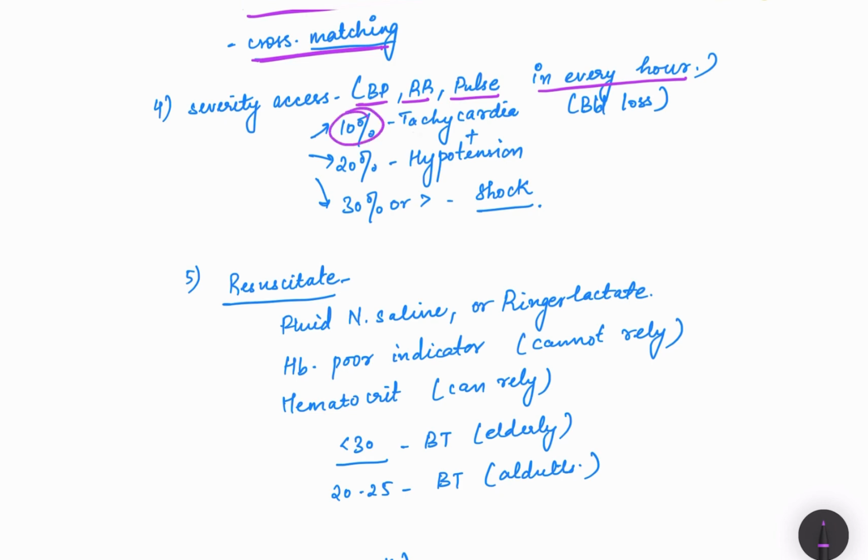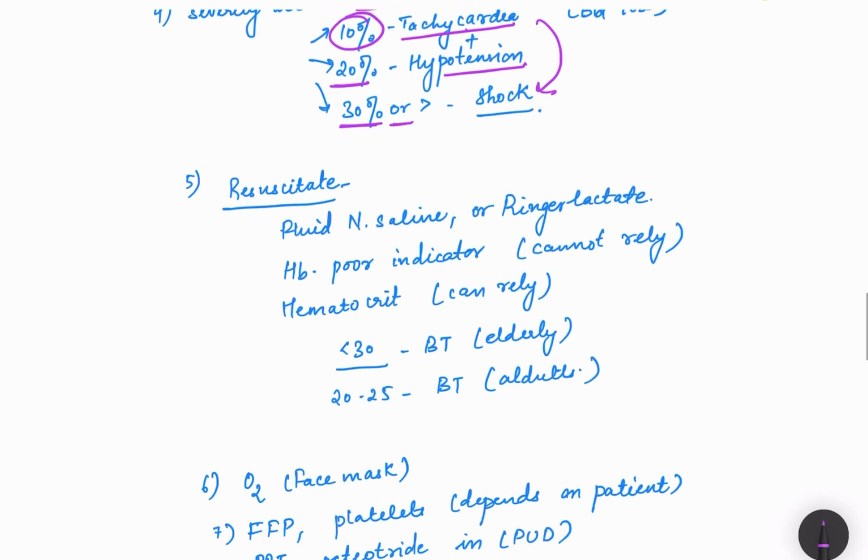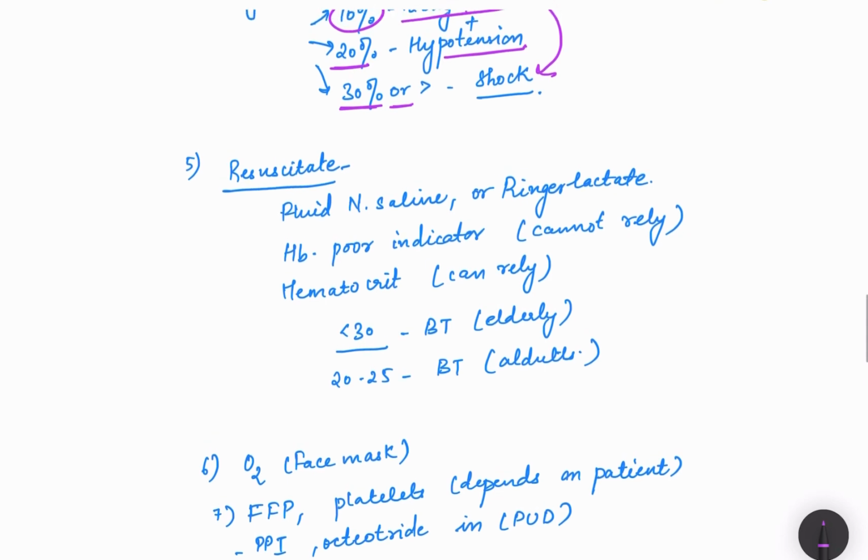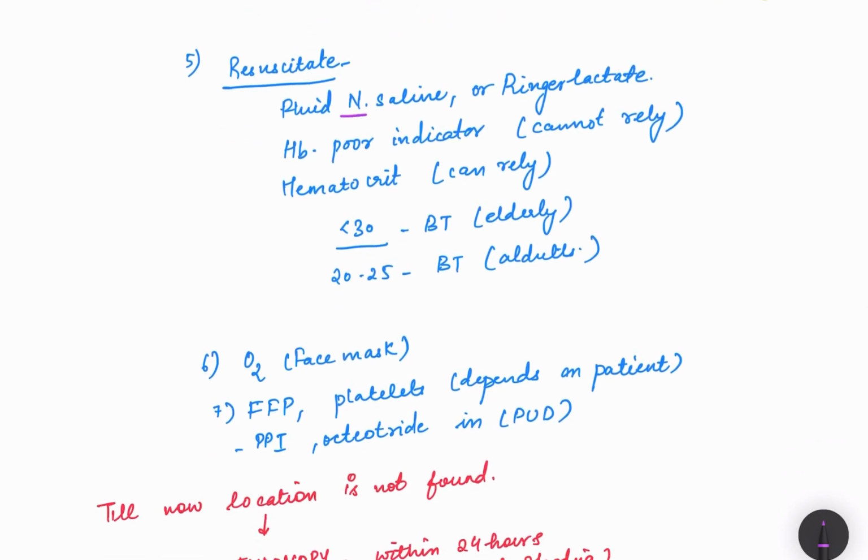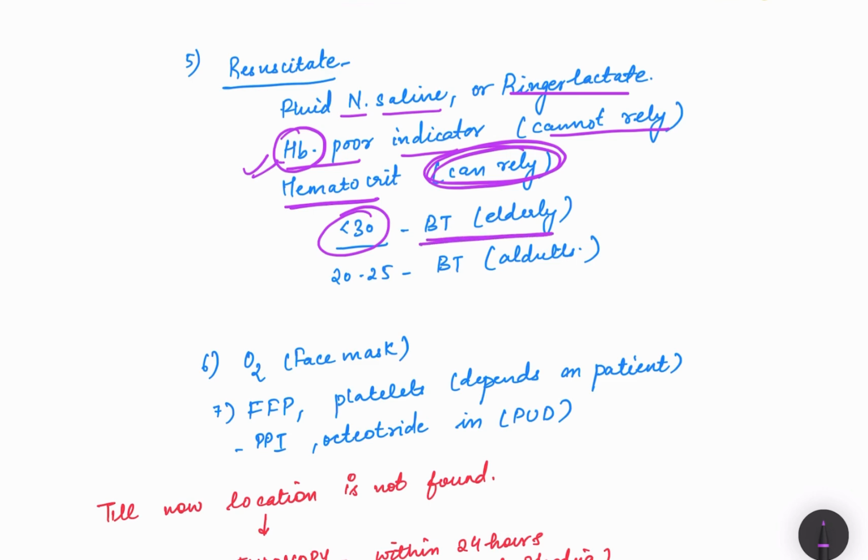In 10% of the cases, it is tachycardia. In 20%, it is tachycardia plus hypotension. At 30% or more, the patient will present with shock. Fifth is resuscitation. We can resuscitate with fluids, normal saline or Ringer lactate. HB is a poor indicator and we cannot rely on HB, so we will do hematocrit. We can rely on the hematocrit. If it is less than 30 in bleeding, or in an elderly patient if it is 20 to 25, so in adults.